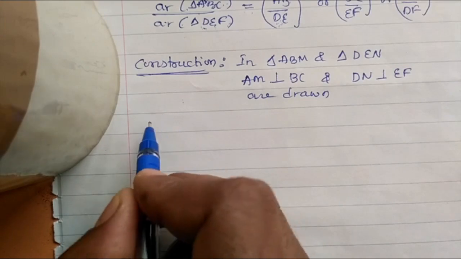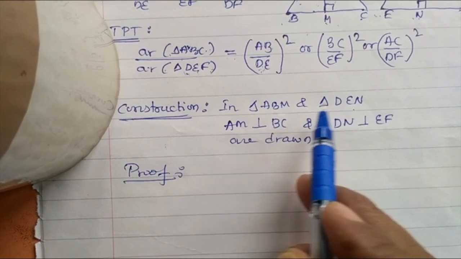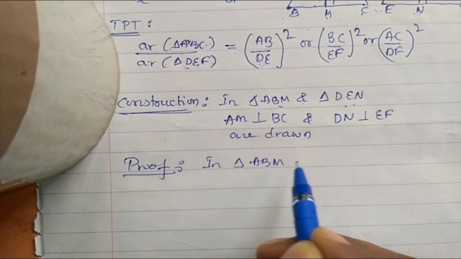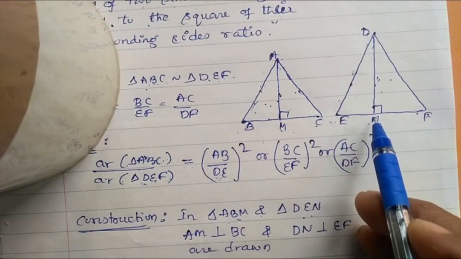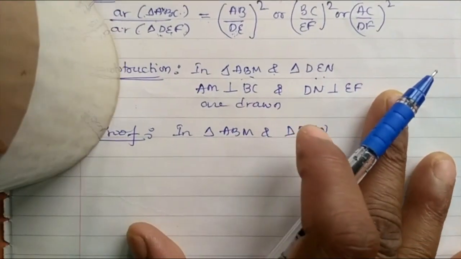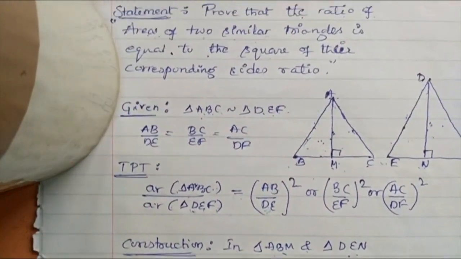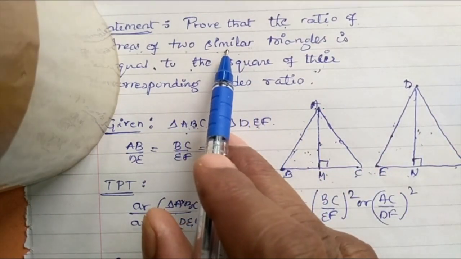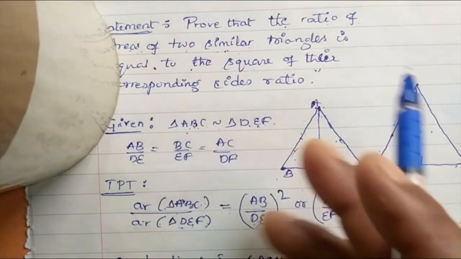Next we go for the proof. In the proof, which are the two triangles we constructed? These two, right? Triangle ABM and triangle DEN. After drawing two perpendiculars, we got two smaller triangles ABM and DEN. We'll select these two triangles separately, and we prove these two triangles are also similar. We know that the bigger triangles ABC and DEF are already similar, they told. Similarity of bigger triangles, no need to prove. They are already similar. The question is, what about their areas?